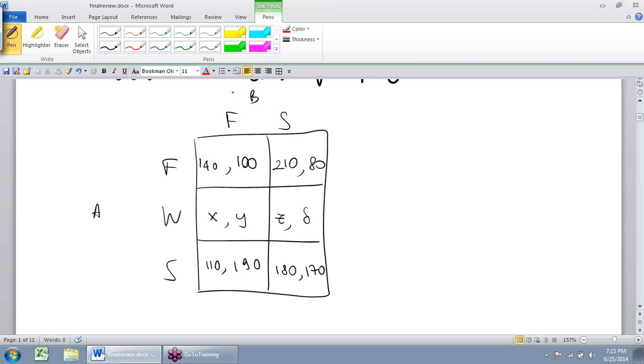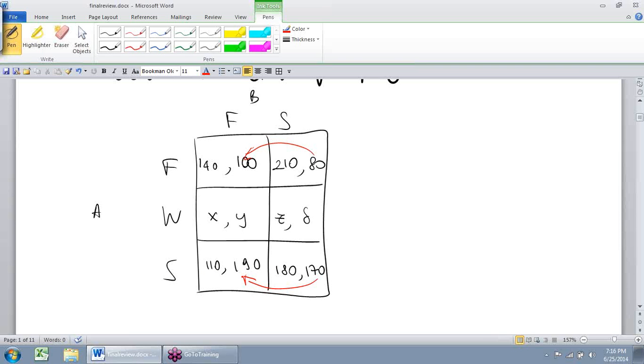So first of all, if A chooses to fight, B will compare 180. So we can already say what B would do in the scenario where A chooses fight. Since 100 is greater than 80, as before, we know that B prefers to fight. And if A chooses share, then B will compare 190 from fight with 170 from share. So again, as before, B prefers to fight, right?